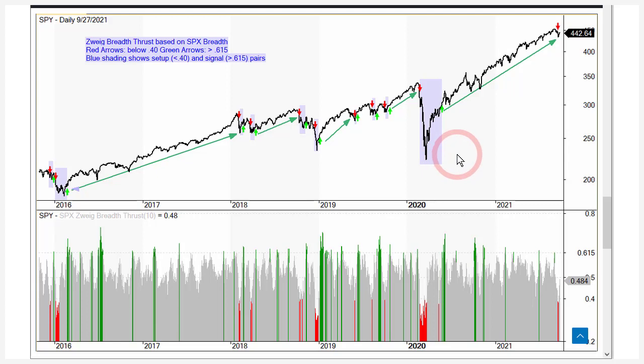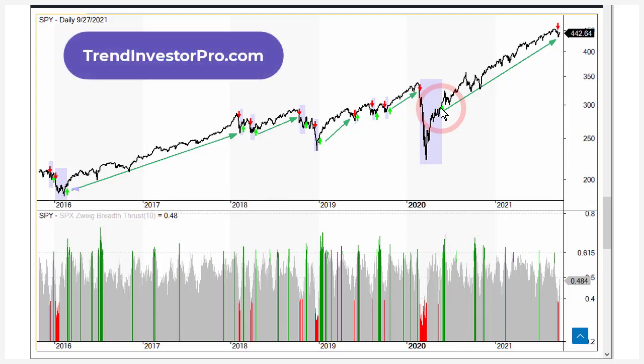And so when you get that red arrow, you say, okay, I'm not going to take any new positions. I'm just going to wait until I get a bullish breadth thrust. And that's the green arrow when you get a move above 0.615. And that's when those bars on the histogram turn green. And so we got one of those in late May 2020. Took a while, but it was still timely.